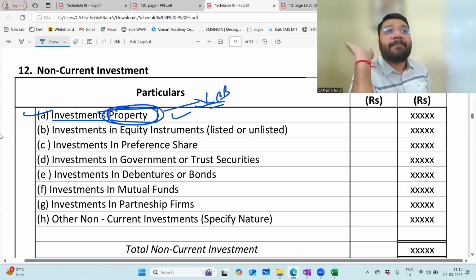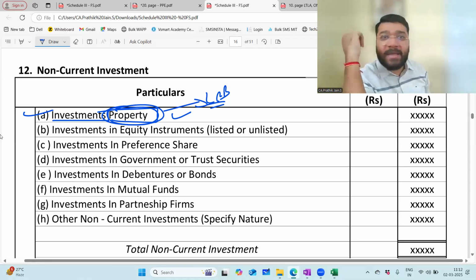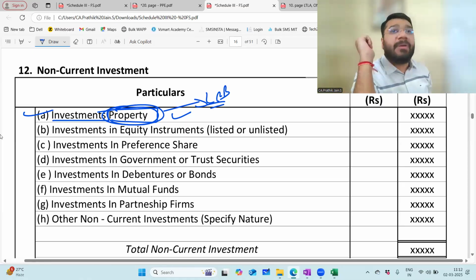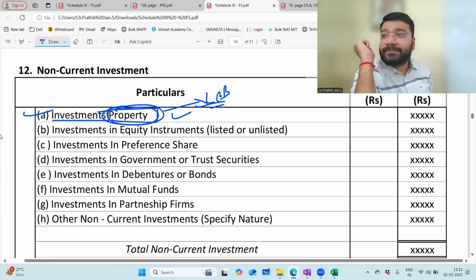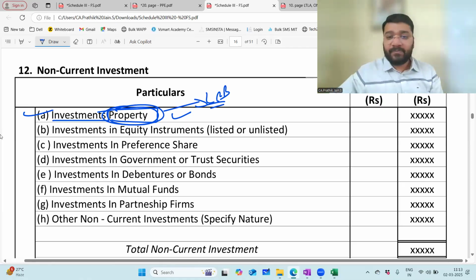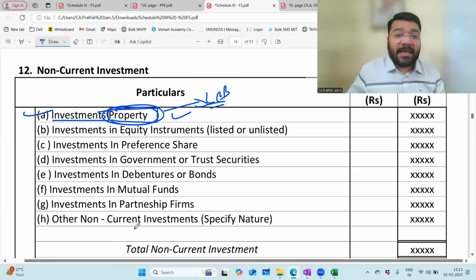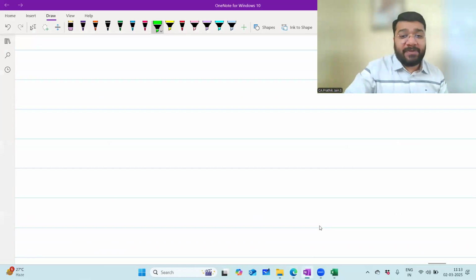You purchase a building, a three-floor building, and you're giving it on rental. So what is your intention? To get the rental yield. So that becomes your investment. If any asset is purchased with the intention to be used for the furtherance of their own business, that asset will be classified as PPE. Mark me very clearly, this is a very important classification.